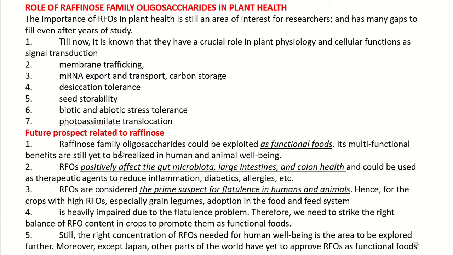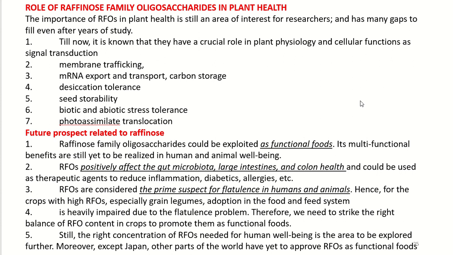Now, future prospects related to raffinose. As I said, for human beings it can work as a functional food. It has multifunctional benefits, as I said previously, that are yet to be realized in humans, for the well-being of animals and humans. RFO has a positive effect in the large intestine, on gut microflora and colon health. It has therapeutic use. It can work as a therapeutic agent to reduce inflammation, reduce diabetes, and as an anti-allergic, as already taught to you. So this is all about RFO and its role as a functional food.